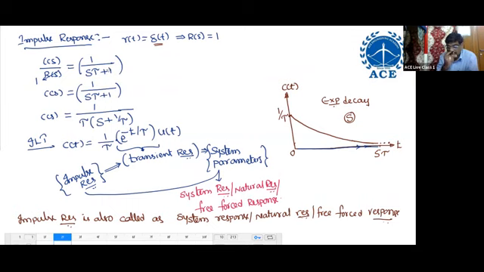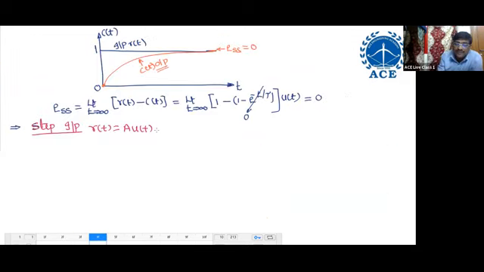So I don't take system gain also 1. For example, I'll take C(s)/R(s) = K/(sτ+1). Then what is the steady state value? What is the output you will get? What is R(s) here? R(s) becomes A/s. Now write C(s).